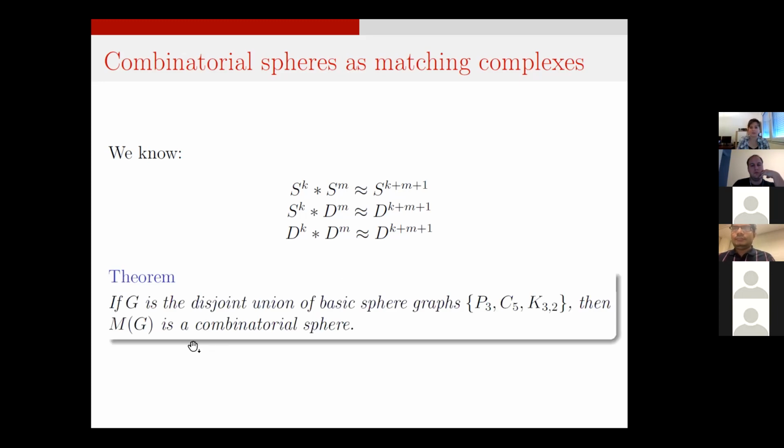And this is a small theorem that says that if G is a disjoint union of basic sphere graphs, then M of G is a combinatorial sphere. And these are all manifolds, except for the torus, that are matching complexes. So let's try to prove it.